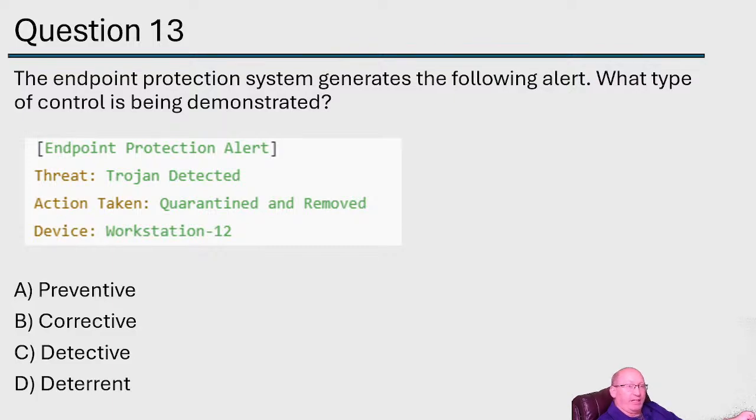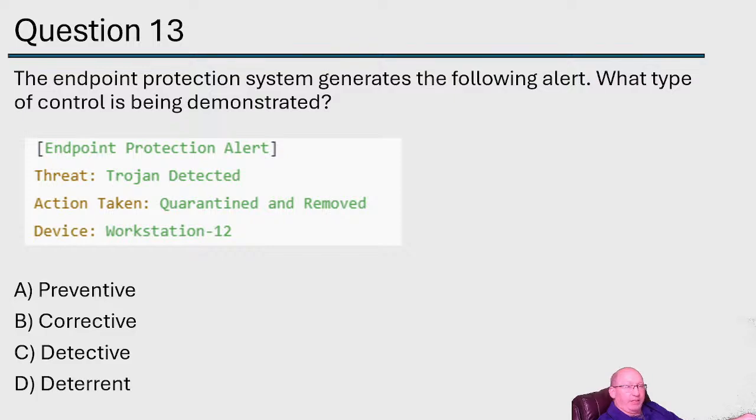The endpoint protection system generates the following alert. What type of control is being demonstrated? We see the endpoint protection alert: Trojan detected, quarantined and removed, on workstation 12. What do you think? Is it a preventive, corrective, detective, or deterrent control? Think on this one. I'll give you about 5 more seconds before we answer.